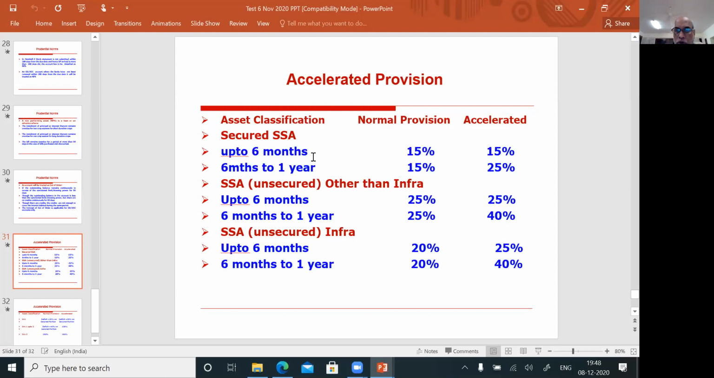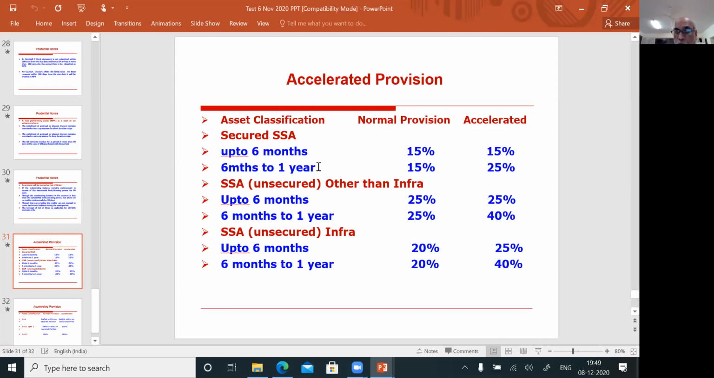All of you know. So, if the age of the secured substandard is up to 6 months, even if you have not shown it as NPA, the normal provision and accelerated provision are the same. There is no difference. So you have to keep 15% only, no problem at all. On the other hand, if a secured substandard, where the age of the NPA is 6 months to 1 year, normally you will keep 15% provision. So that is secured substandard.